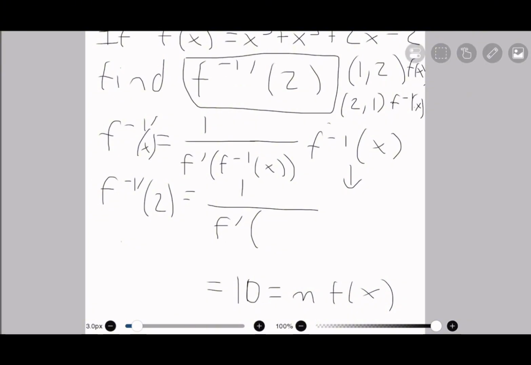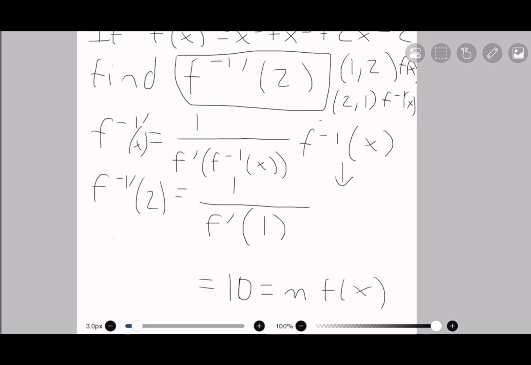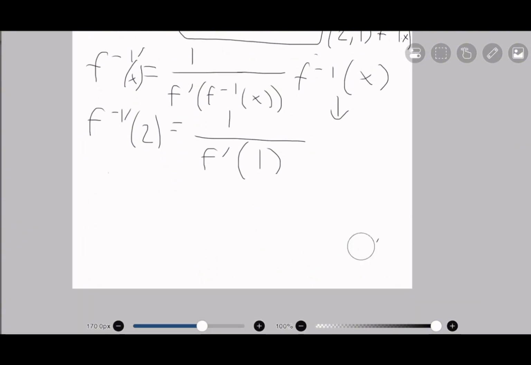So we're going to write the derivative. So your answer here is going to be 1 over the derivative of the function f when x equals 1, which we came out to find as 10, meaning the answer for this problem is just 1 over 10.